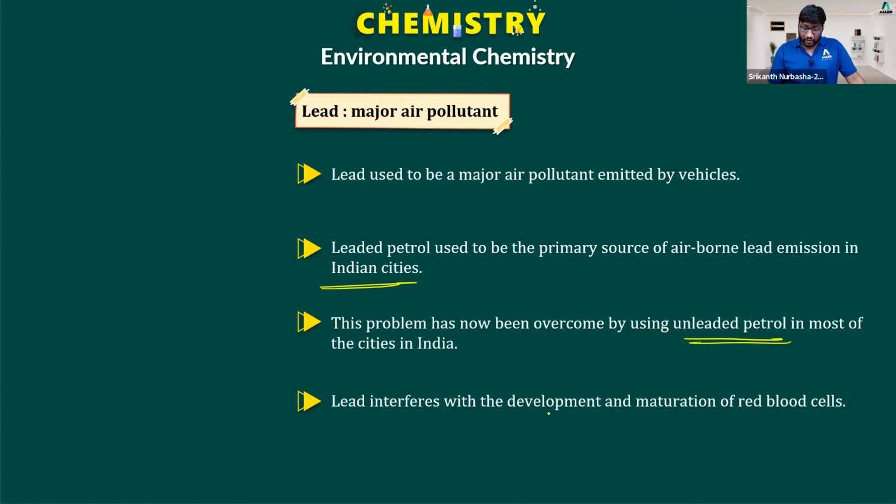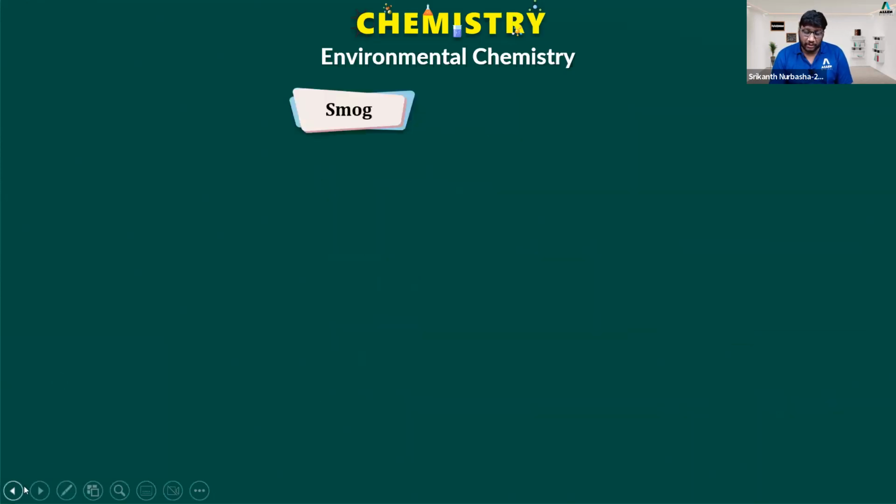Lead interferes with the development and maturation of red blood cells. The lead is going to be interfering with the development and maturation of red blood cells, and that is how it is going to be affecting the total scenario. And we have two types of particulate substance as well.